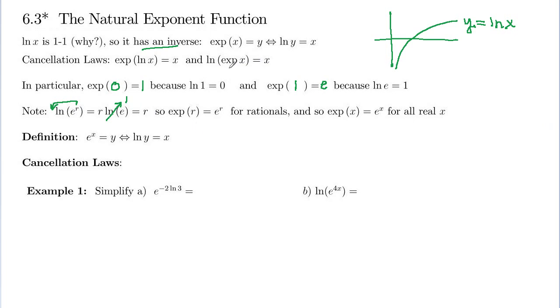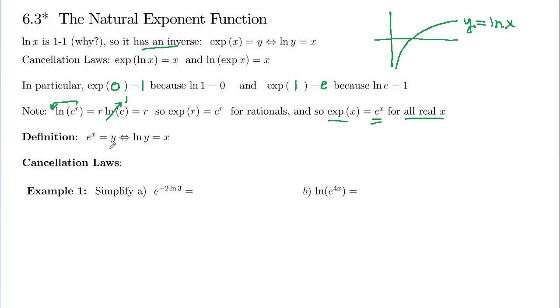So that means that this exp here and then e to the x have to be the same function for rationals. But if they're the same for rationals, then they actually have to be the same for all real x. So this exponential function that we're looking for is actually e to the x. So that's the natural exponential. That's the inverse of the natural logarithm.